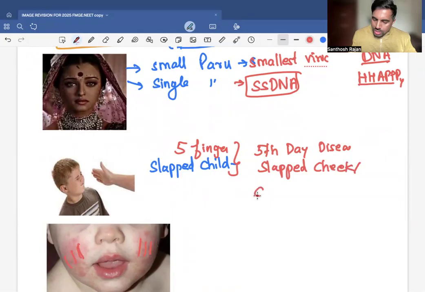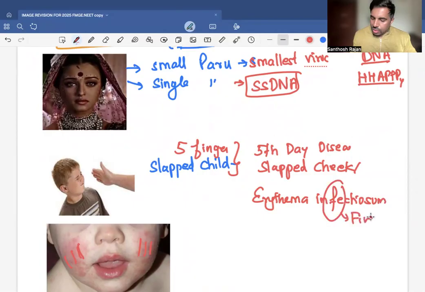Otherwise also called erythema infectiosum. We call this erythema infectiosum. When I say infectiosum, think of the fifth disease, in case you forgot. So every clue is there in that question. So please remember that. Okay, very easy.